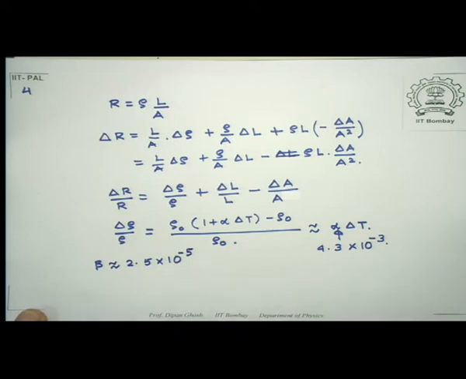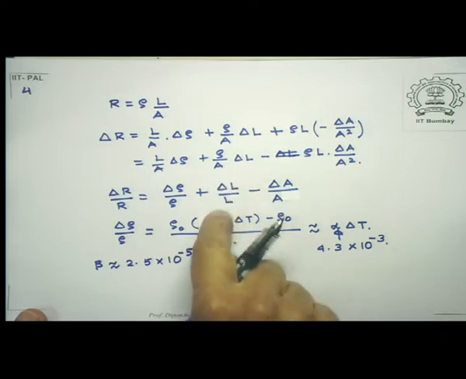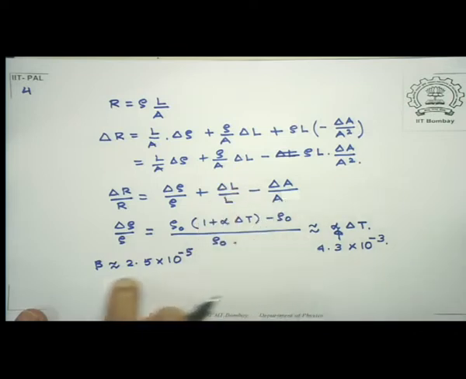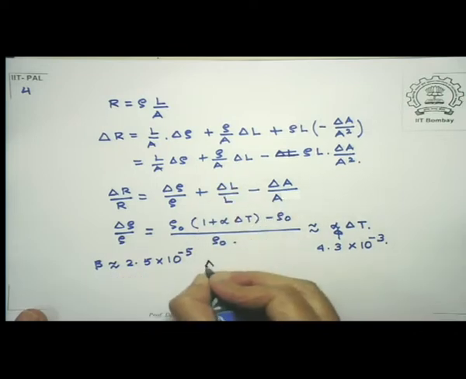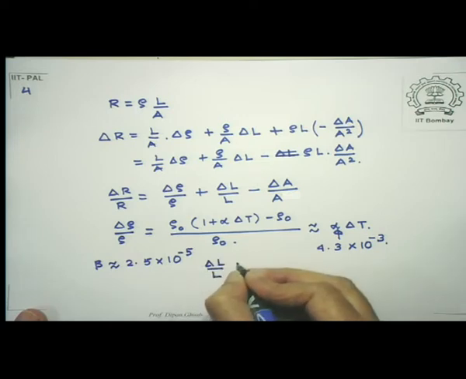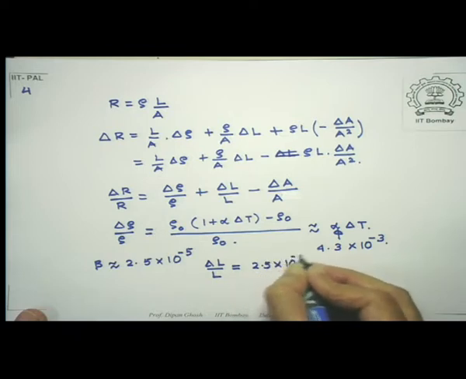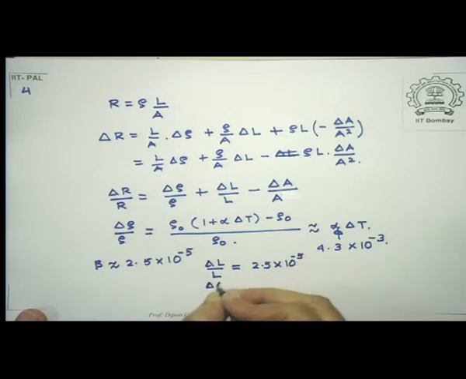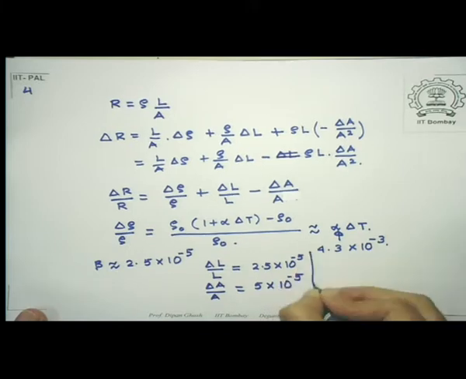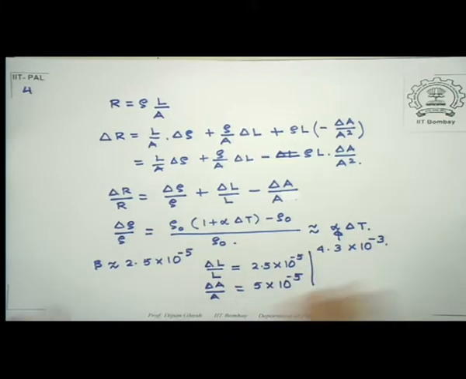So that tells me that my delta L by L is of the order of 2.5 into 10 to the power minus 5. And if you look at delta A by A, that happens to be about 5 into 10 to the power minus 5. And that is the reason why we usually neglect these two contributions. But that doesn't mean there are no situations where these are actually negligible.